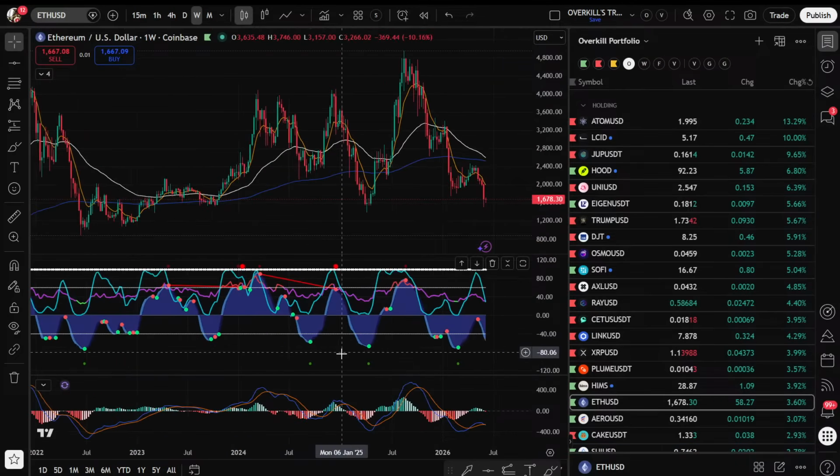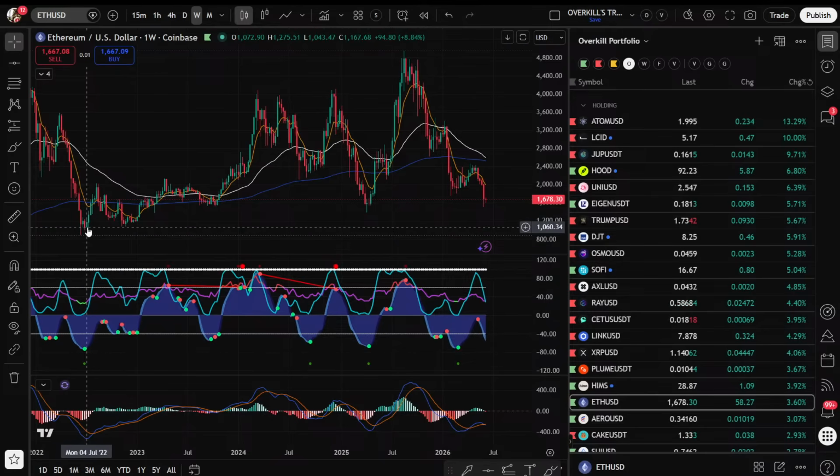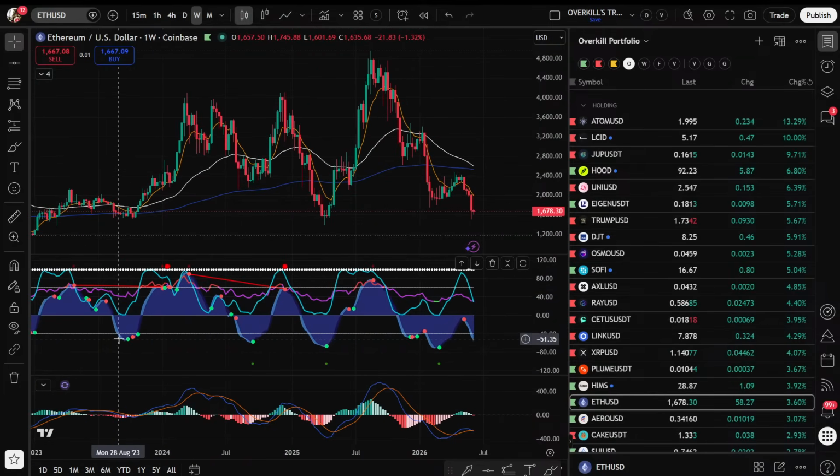I mean, if you look at Ethereum's chart, it normally happens about once to twice a year, right? Again, we want to buy when the wave is below the white line. Okay, below it, boom. Right there in 2022, $1,000. Okay, right here in 2023, $1,500. Right here in 2024, $2,200. Right here in 2020. So once a year, right?